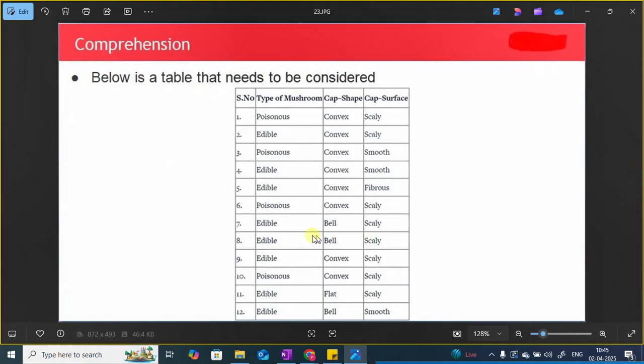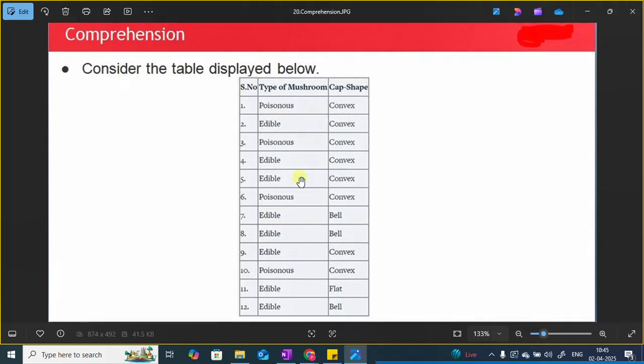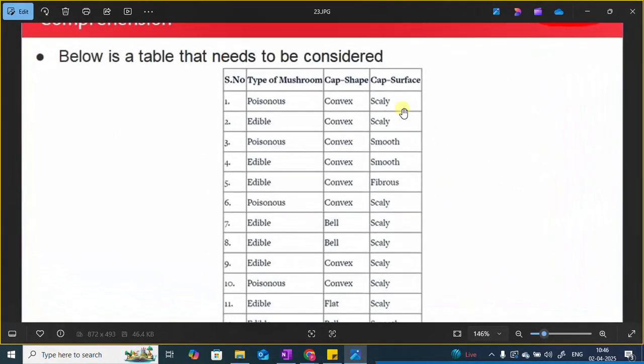Okay, that is very, very important. Now you can see here I have added one more extra column, that is cap surface, either smooth or scaly, because in my previous problem statement, only two columns are there: type of mushroom and cap shape. Forget about the serial number, that is not a feature, it is just to count how many records are there. So here two columns are there, and I have added one more extra column, called cap surface. Now I have three columns. The cap surface is either scaly or smooth or fibrous.